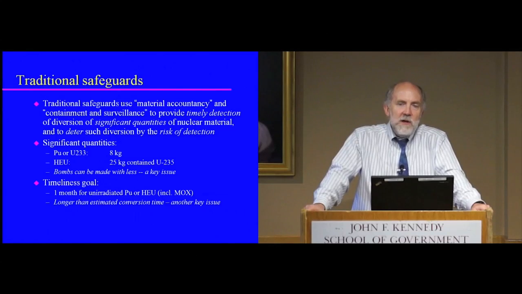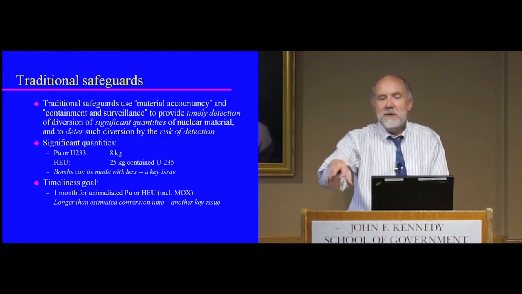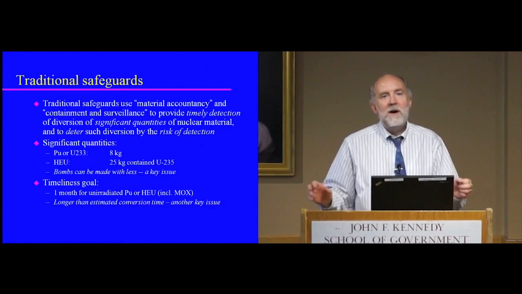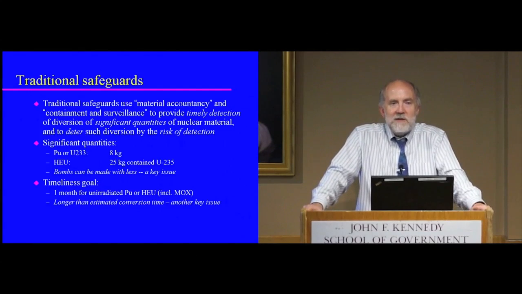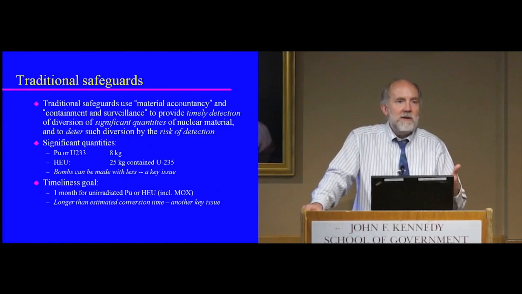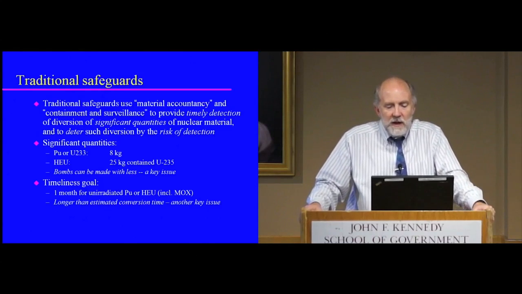They use what they call material accountancy. That is, trying to count all of the nuclear material and make sure all of the stuff that was there before is still there and nothing has been diverted. And then also containment and surveillance, which basically means putting a lock or a seal on it, having a camera watching it, so that if it were removed, you might know about it.